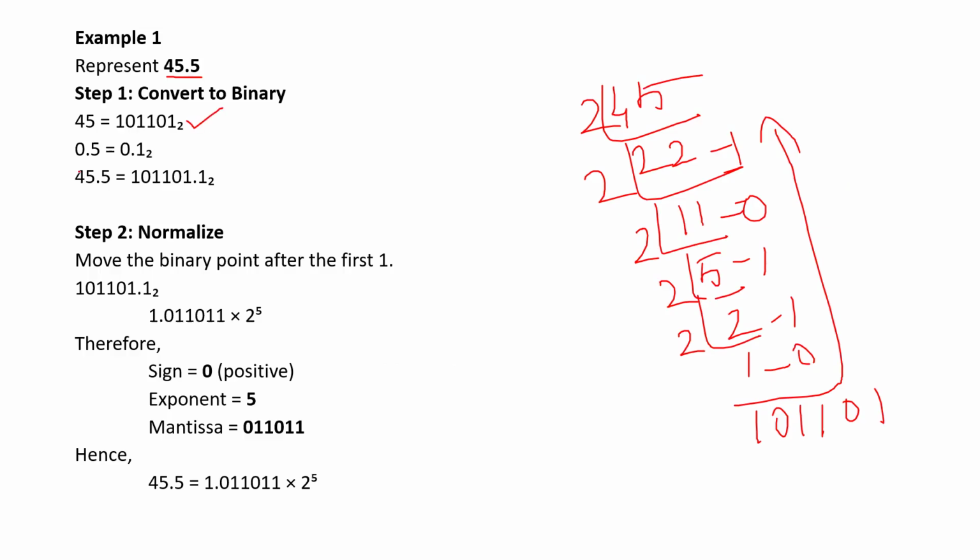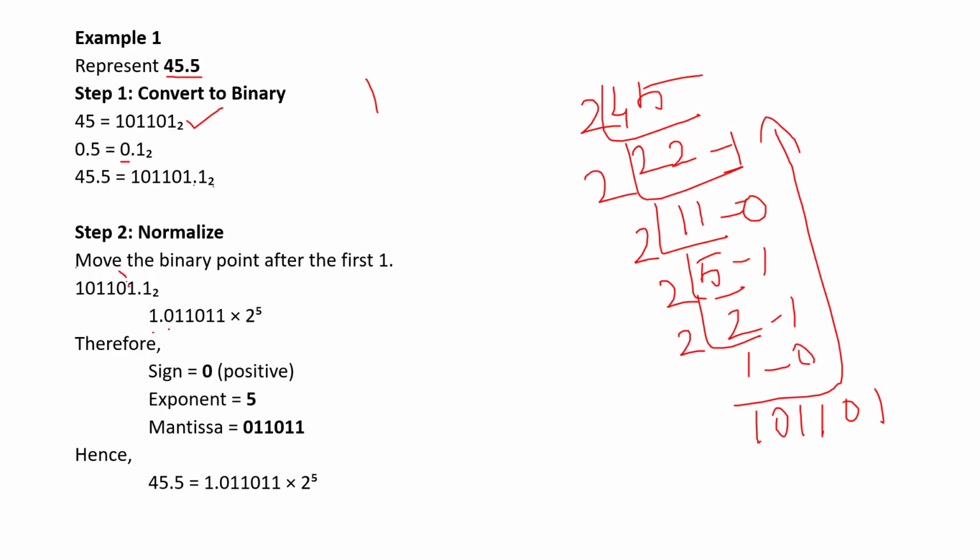We already know 0.5. What is the answer? Just 1, yes, from the last class, last slides, we saw 0.1. So my answer will be 101101.1. That we have to normalize. Move the binary point after the first one, which means moving it to the first place.